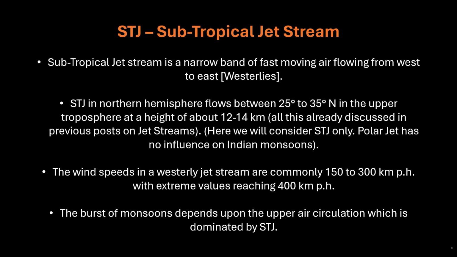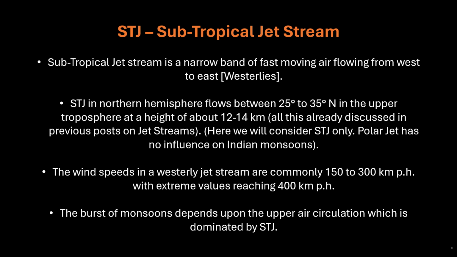STJ, subtropical jet stream. The subtropical jet stream is a narrow band of fast-moving air flowing from west to east, westerlies. STJ in the northern hemisphere flows between 25 degrees to 35 degrees north in the upper troposphere at a height of about 12 to 14 kilometers. All this was already discussed in previous posts on jet streams. Here we will consider STJ only. Polar jet has no influence on Indian monsoons.